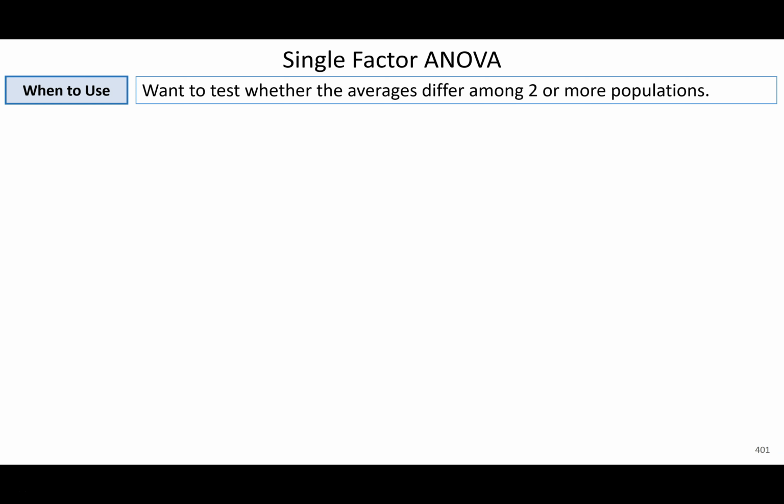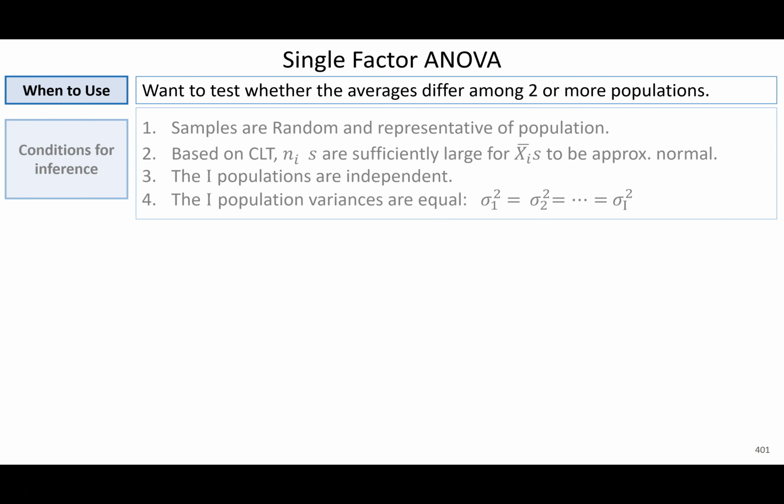So we want to do this when we want to test if the population averages are different for two or more populations. A lot of times we'll say more than two populations. You could use it for two, but it's not typical. If you have two populations, you're going to look at a two-sample t-test.